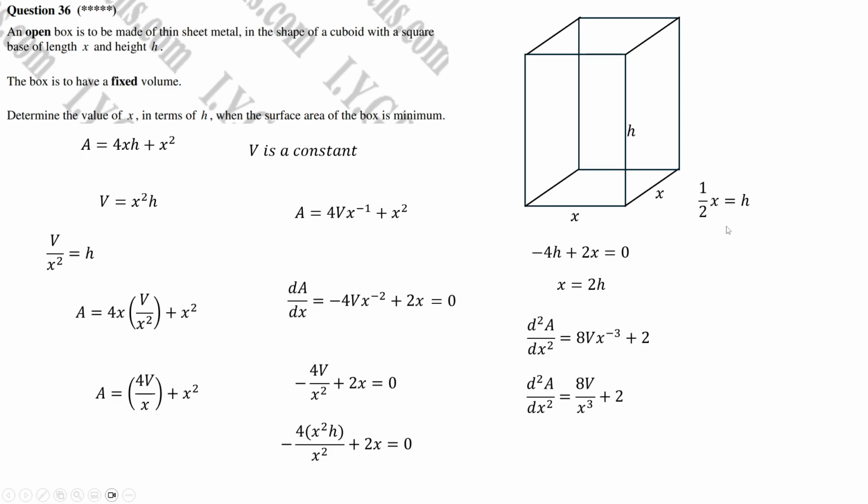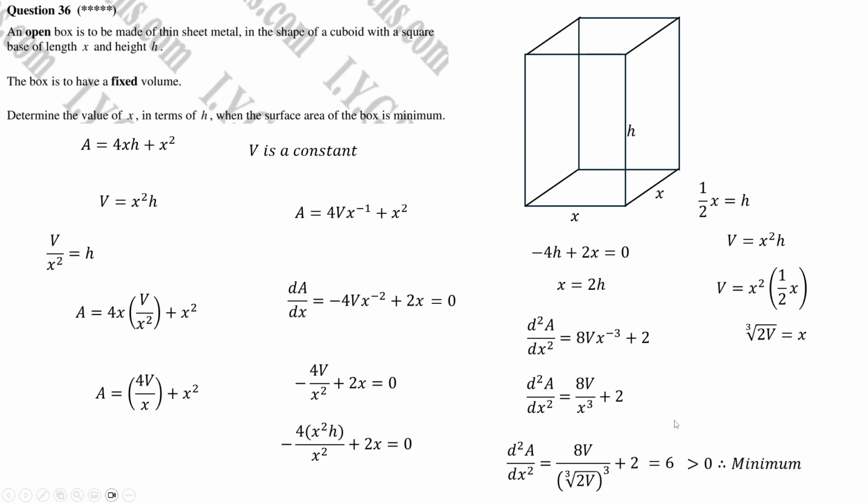So the volume is x squared h here. If we plug that in, we get the volume is equal to 1 half x cubed, and then multiply by 2 on both sides to get 2v equals x cubed. So x equals the cube root of 2v. Now you can plug that into there. The cube root and the cube cancel, so you'll have 8v over 2v, which is just 4, and then 4 plus 2 is 6, which is positive, so this is definitely a minimum.